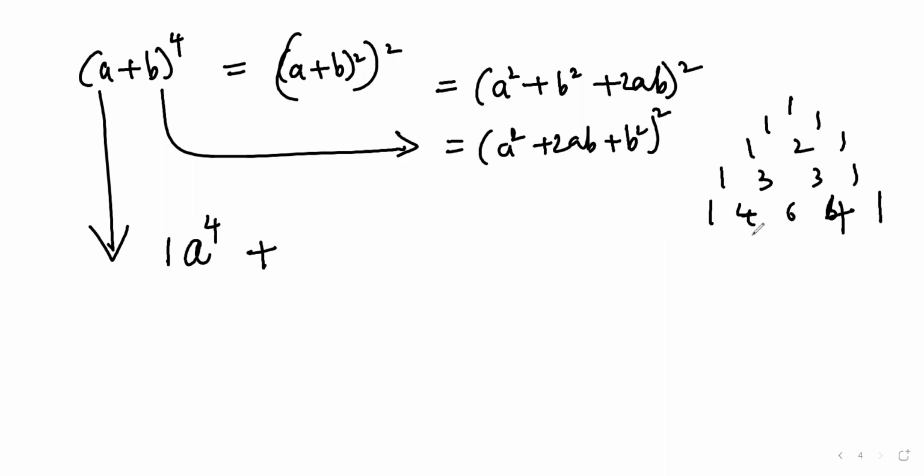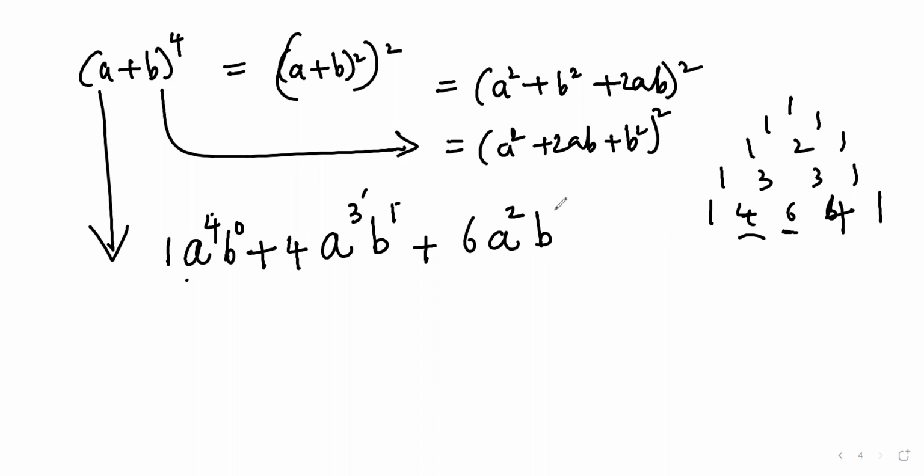Plus, next coefficient is 4. Power of a has decreased, and power of b from 0 has increased to b power 1. Got it? The powers of a keep on decreasing. Next is 6. Now power of a is decreased from 3 to 2, and b from 1 becomes 2. They both are even now. Got it?